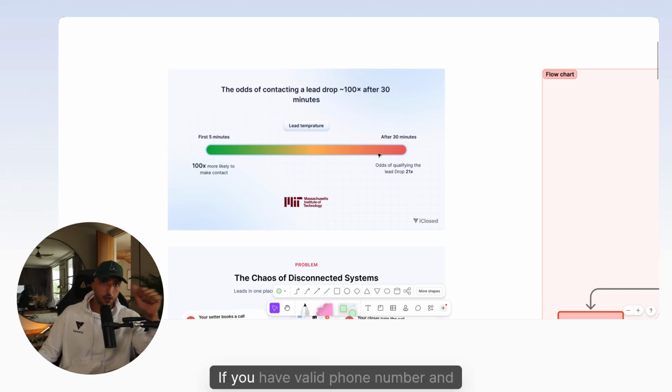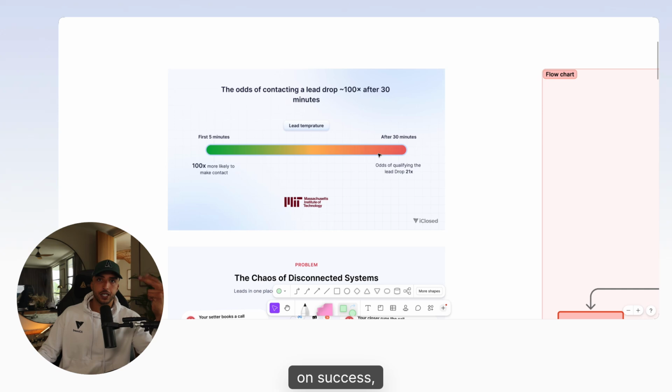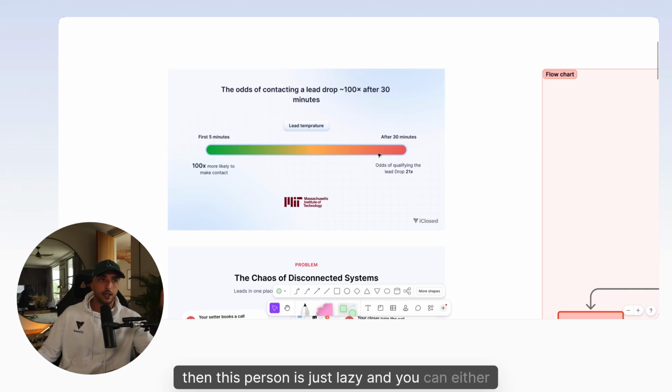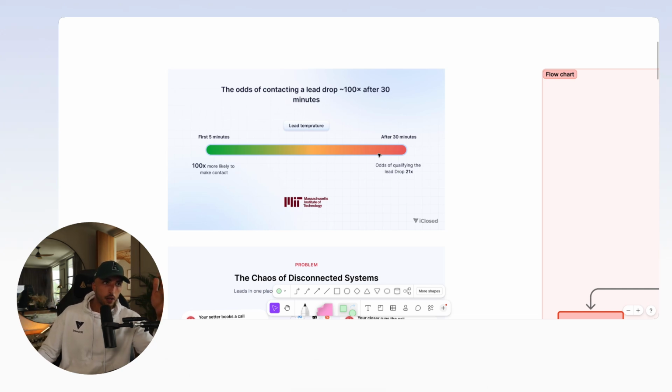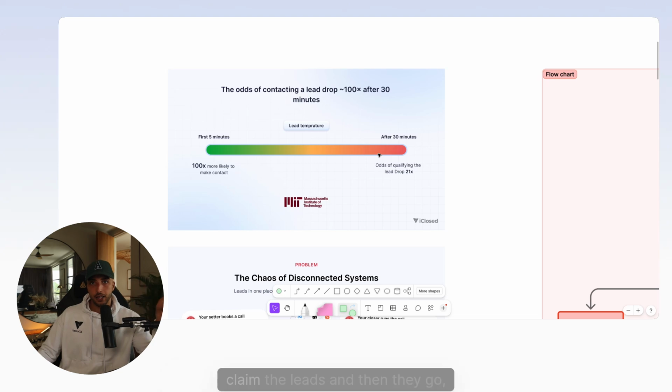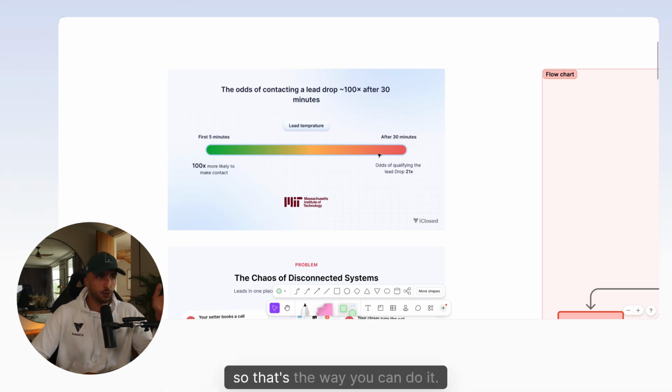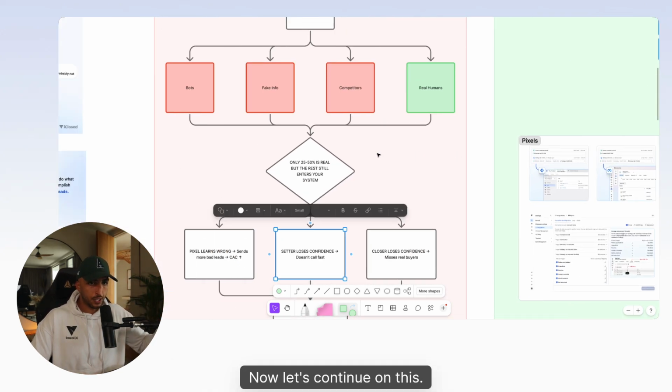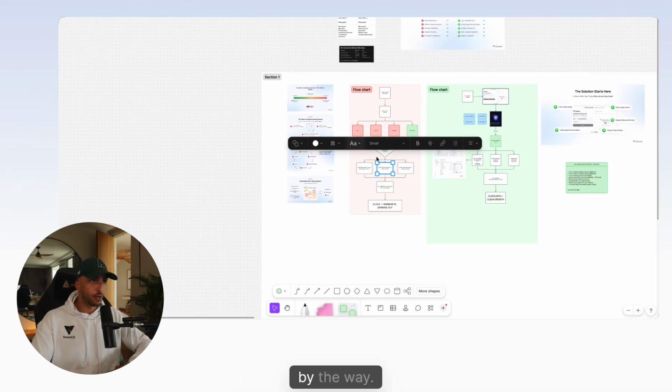If you have a valid phone number and he's not calling within the first 5 minutes, and you're paying him on success, then this person is just lazy, and you can either kick him out, or you can do a free-for-all strategy where you dump all the leads that are qualified and validated into a Slack channel, and you have all the sellers there, and whoever comes first takes it. They just put an emoji there and they claim the lead, and then they go. Okay, so that's the way you can do it. Now let's continue on this. I have other stuff for you, by the way.